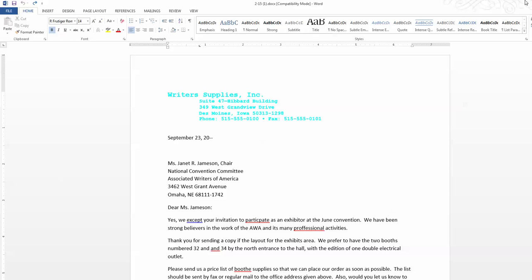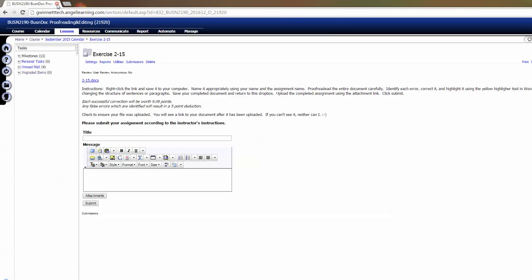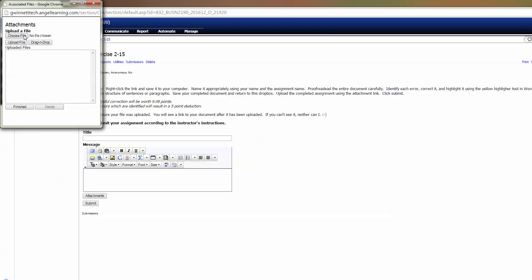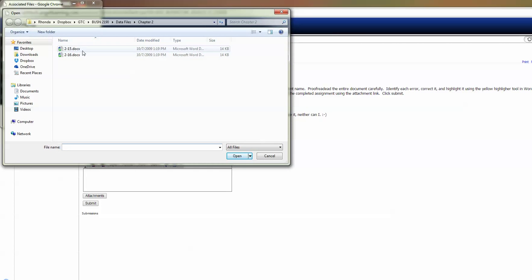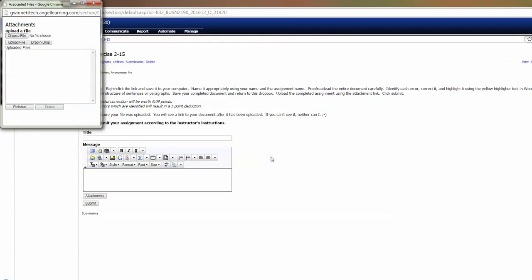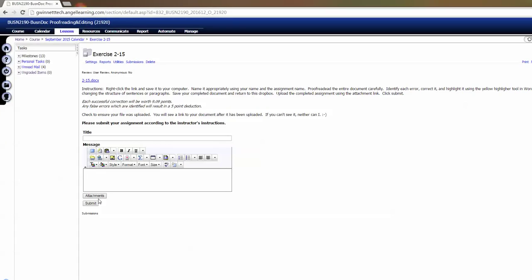Once you're finished with it, go ahead and save the document to your computer. Again, using the naming convention we talked about, return to the Dropbox, click Attachments, choose File, go find the document that you saved with the name of the document and your name in the file, upload it, finish, and then you should see the link to the uploaded document right down here.